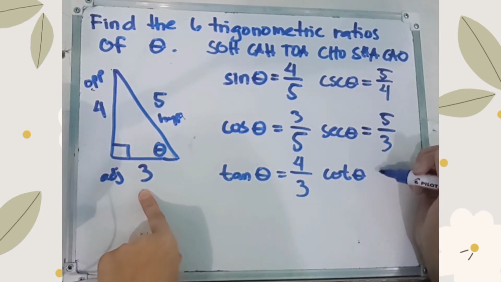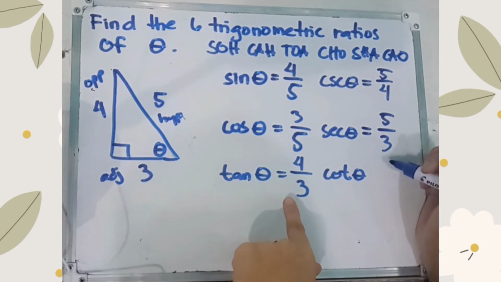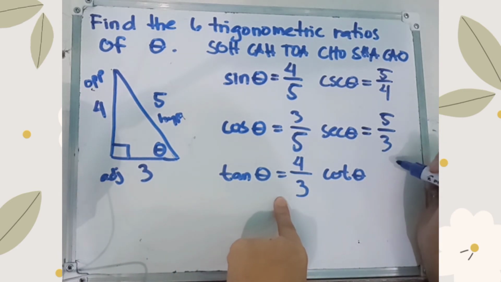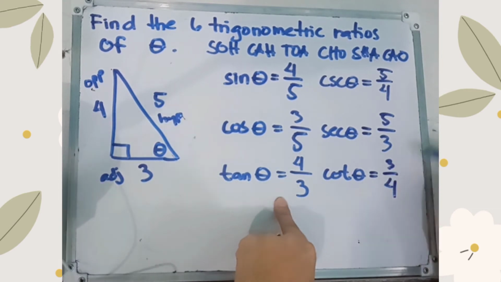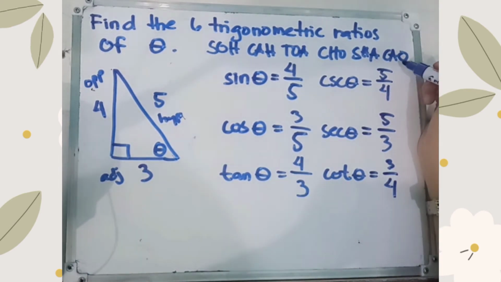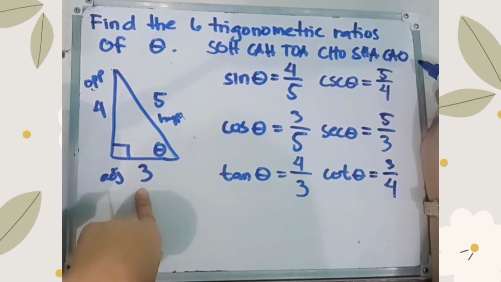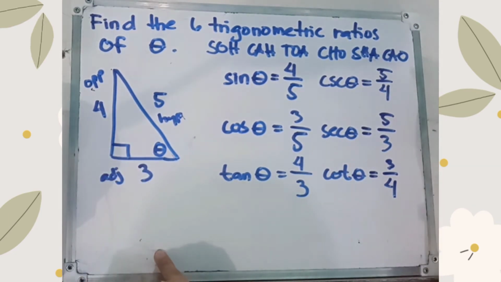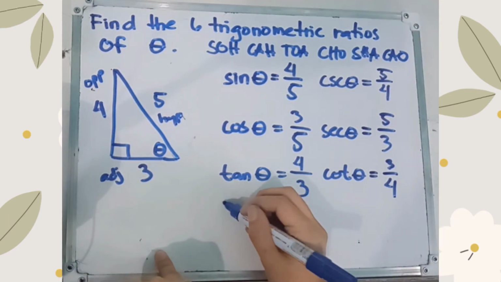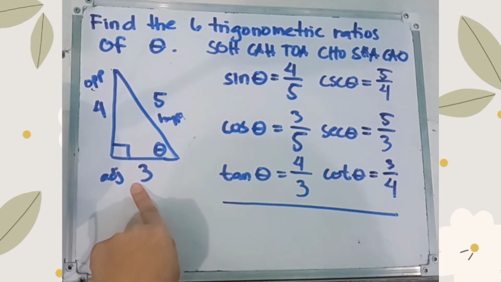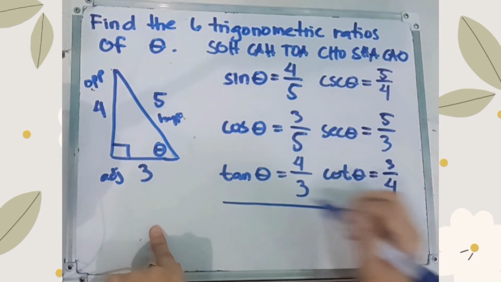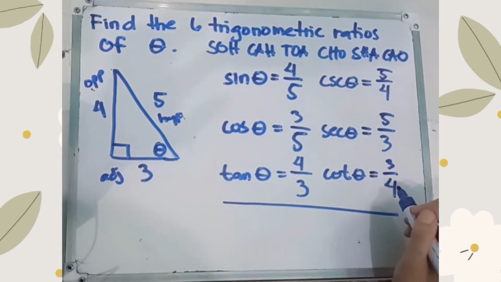Lastly, cotangent theta. Again, that's the reciprocal of tangent theta, so that is equal to 3 over 4. And checking, cotangent theta is equal to adjacent over opposite. Adjacent side is 3, opposite side is 4. So, given this right triangle, these are the 6 trigonometric ratios.